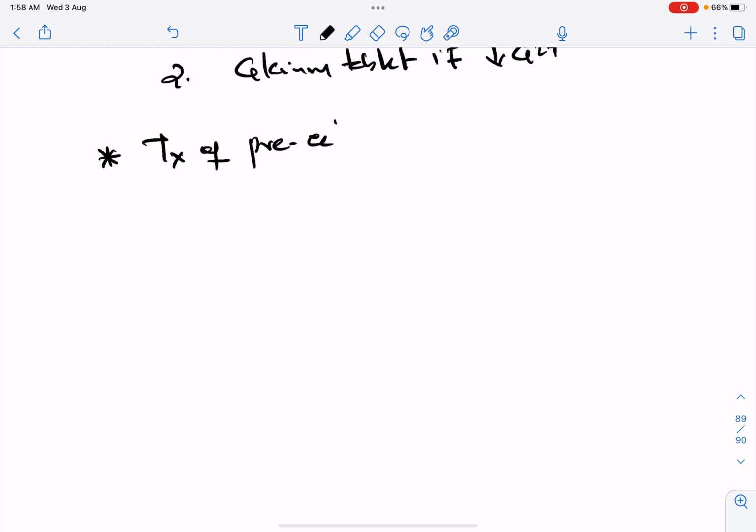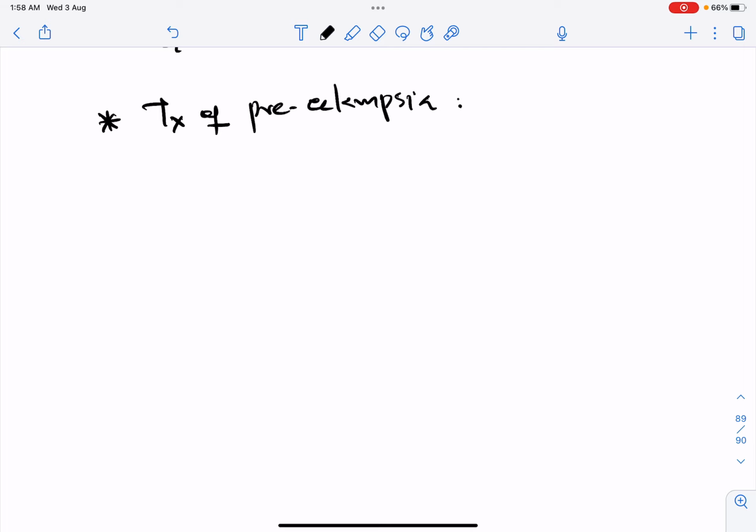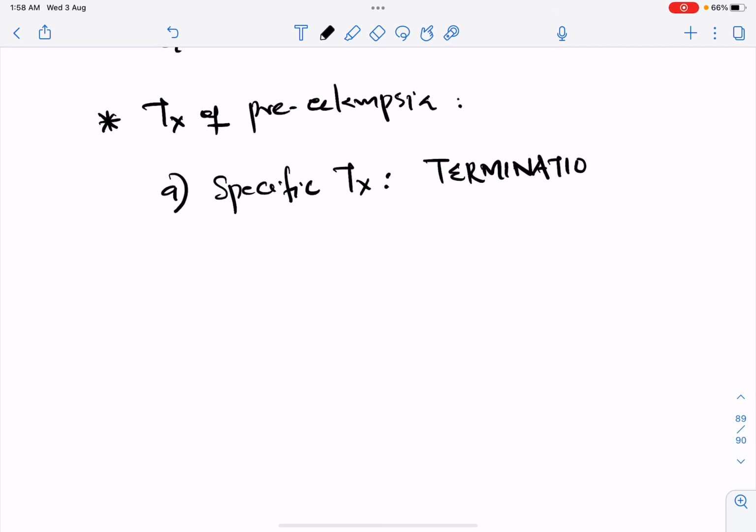Now moving on to the treatment part of preeclampsia. The specific treatment of preeclampsia is termination of pregnancy. You have to terminate the pregnancy. Now when should it be terminated? The gestational age at which you have to go for termination is determined by whether it is a mild preeclampsia or severe preeclampsia.